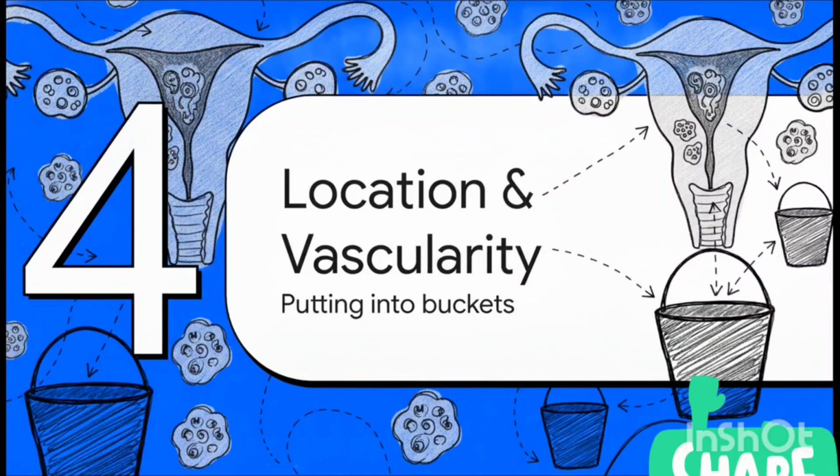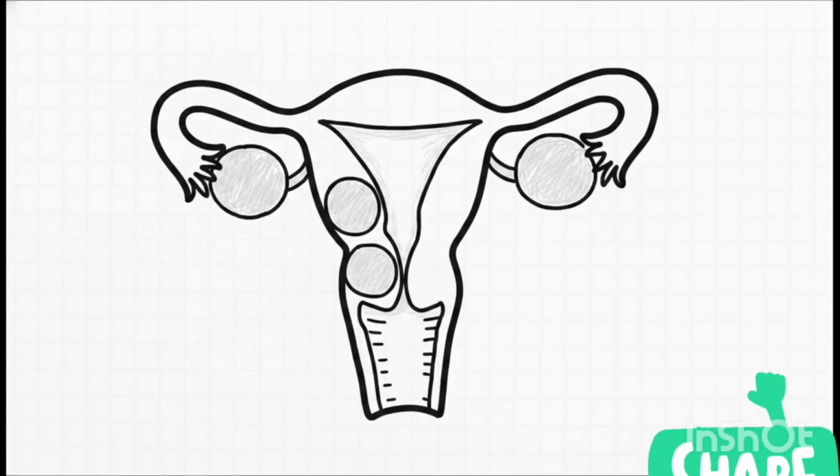All right, Section 4, categorizing location and vascularity, putting our findings into buckets. Once you've actually identified the fibroid, your next step in the clinical workflow is categorizing it strictly by its location. Is it intramural, meaning it's buried completely inside the muscular wall? Is it submucosal, pushing inward toward the uterine cavity? Subserosal, bulging outward, or maybe pedunculated, just hanging on by a stalk? Figuring out the location is just as crucial as making the diagnosis itself.